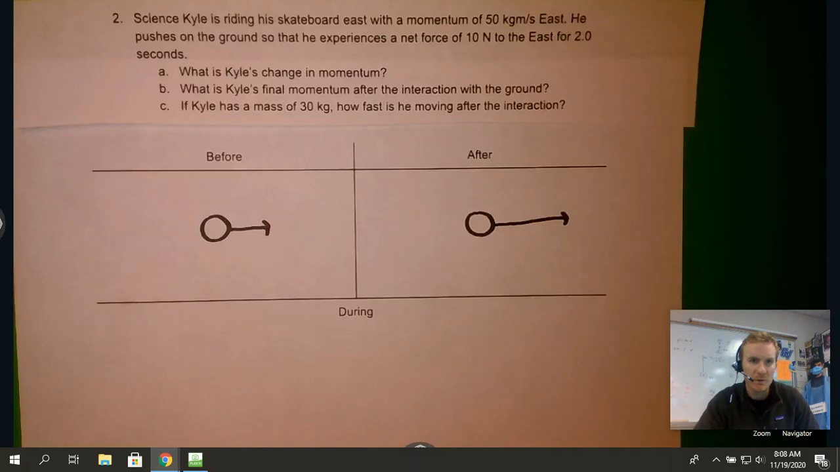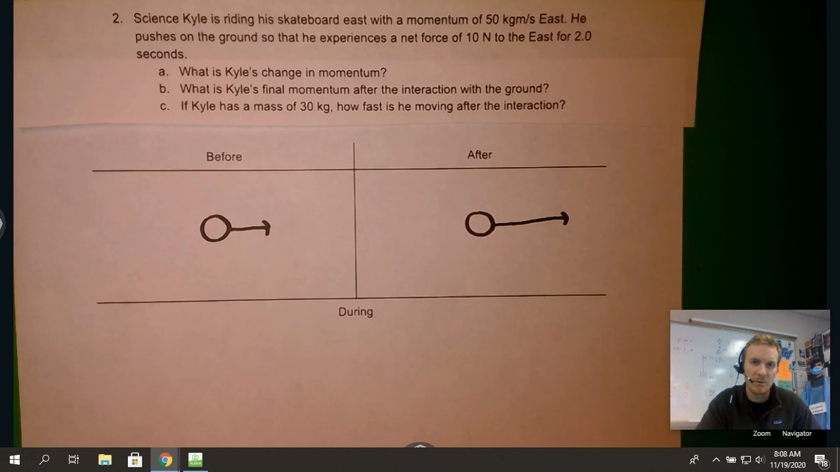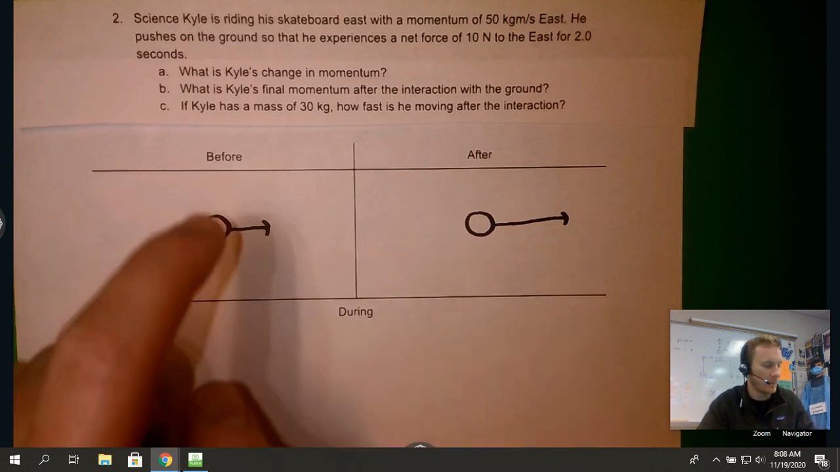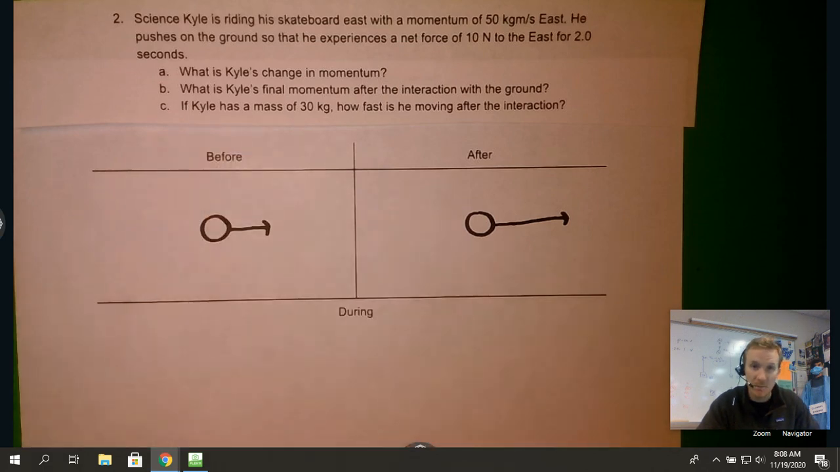All right, so for question number 2, we have Science Kyle. He's riding his skateboard east with a momentum of 50 kilogram meters per second. He pushes on the ground. He experiences a net force of 10 newtons to the east, so the same direction, for 2 seconds. We want to know what his change in momentum is, what his final momentum is after the interaction with the ground, and then if Kyle has a mass of 30, how fast is he moving after that interaction?